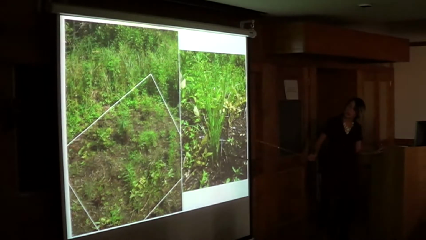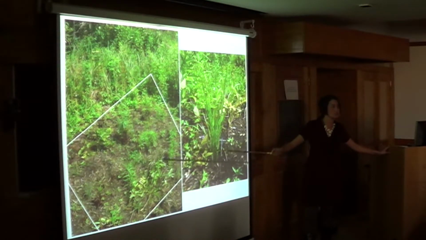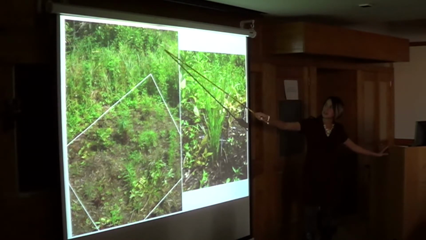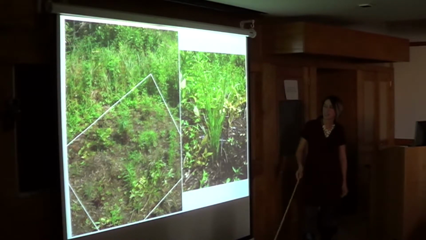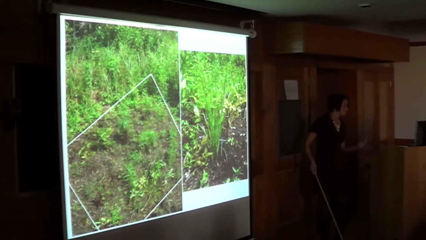And here's a plot outside of the Phragmites. So you can see I've drawn a square here just so you can see where the plot is, and the much more diverse vegetation outside of the Phragmites relative to inside of it. And you can see some little patches of green here, and those are the seedlings that I transplanted. This is one of them, a grass.